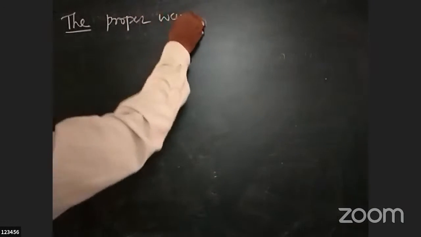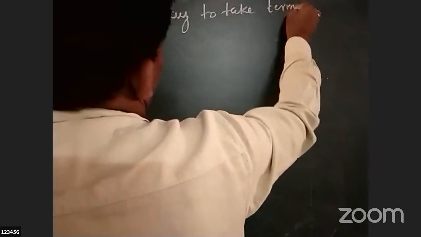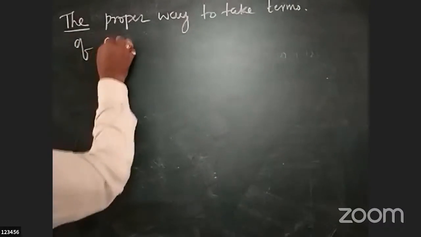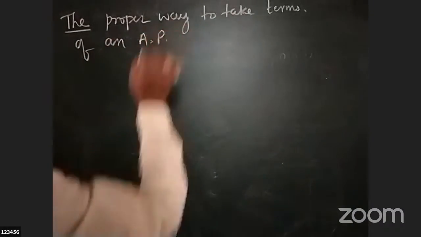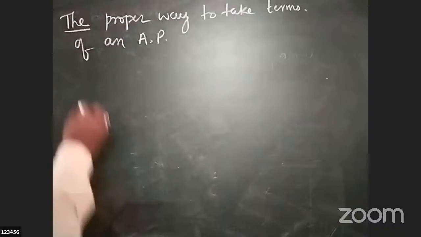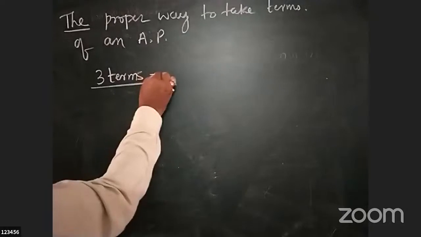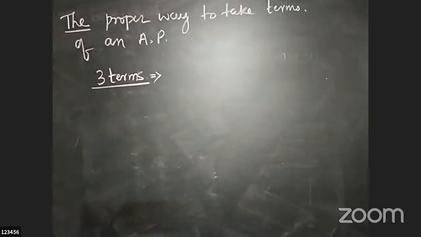The proper or convenient way to take terms of an AP. Sometimes in the problem, he will give the sum of 3 terms, the product of 3 terms, the sum and difference of the first and last term, like that. In that case, if 3 terms are given, in what way do we have to take the 3 terms?